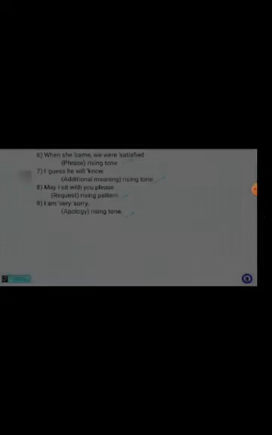Number 5. Oh my God! Exclamation and interjection with a falling tone. 6. When she came, we were satisfied is a phrase with a rising tone. 7. I guess he will know. Additional meaning with a rising tone.